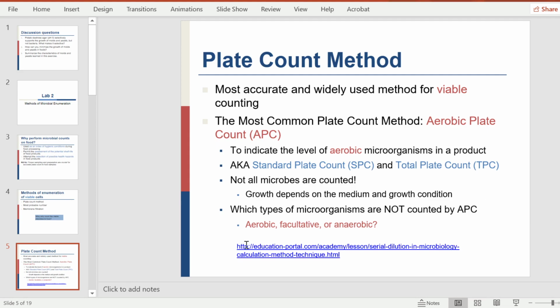So, which one of these would not grow? Aerobic, facultative, or anaerobic? Aerobic is going to be fine. Facultative can survive in aerobic or anaerobic conditions. And then these anaerobic organisms are not going to be able to survive because oxygen is present.